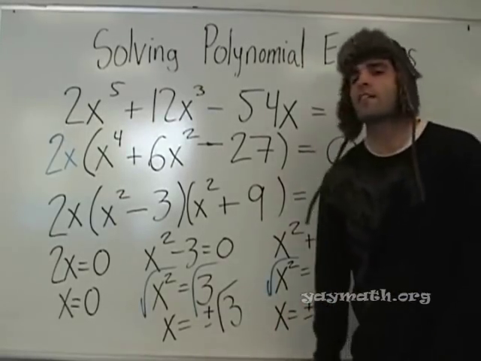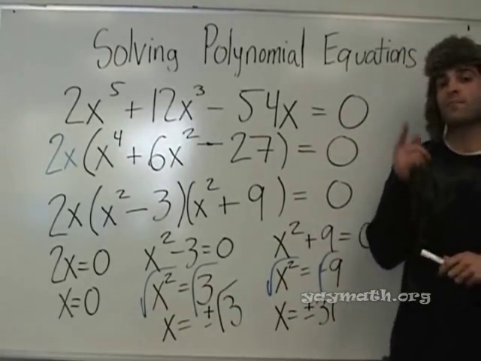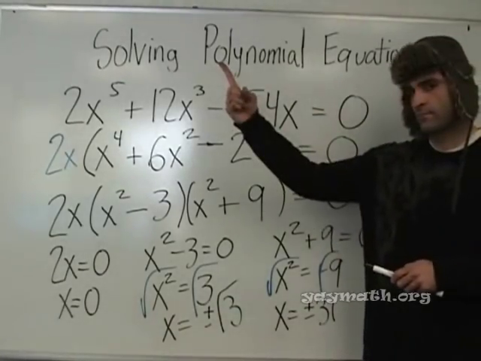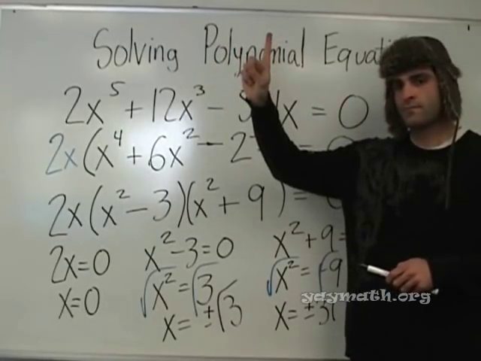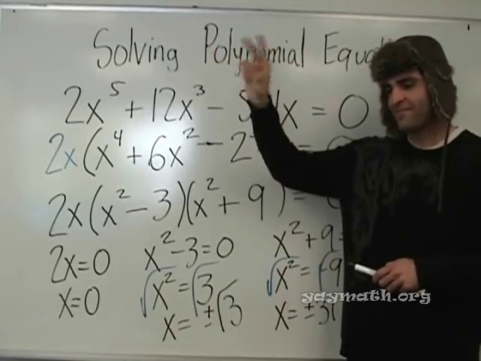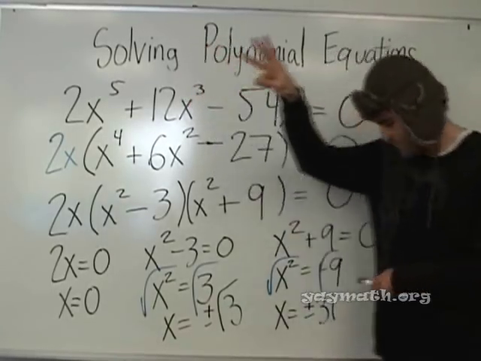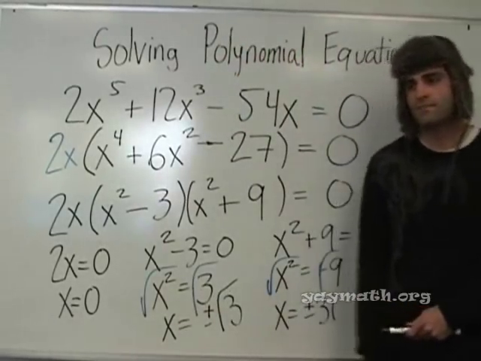Okay, last person volunteer to list all 5 solutions. Go ahead, please. Okay, so x equals 0. X equals square root of 3. X equals negative square root of 3. X equals 3i. X equals negative 3i. Good job.